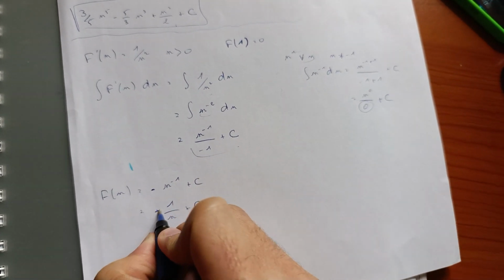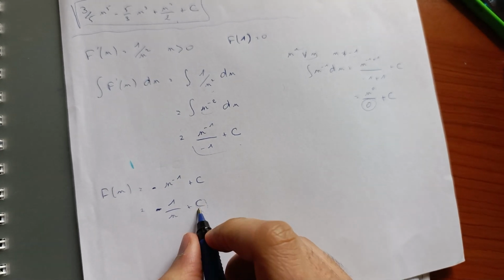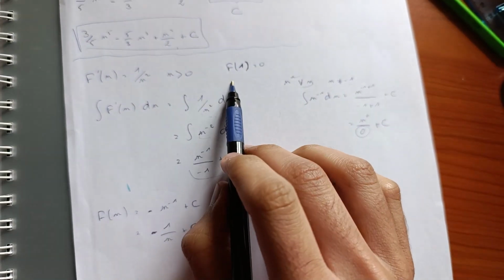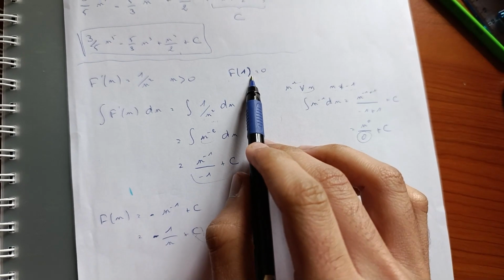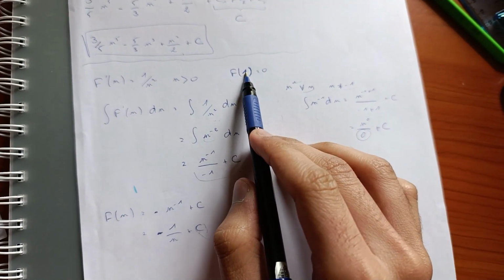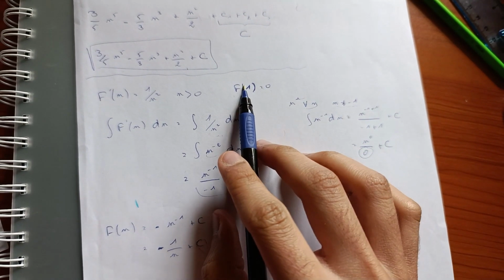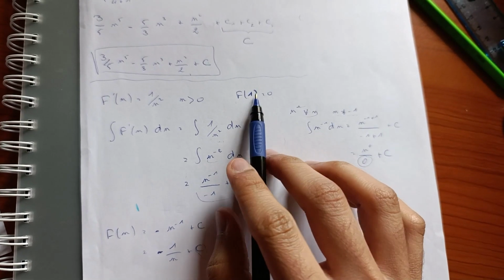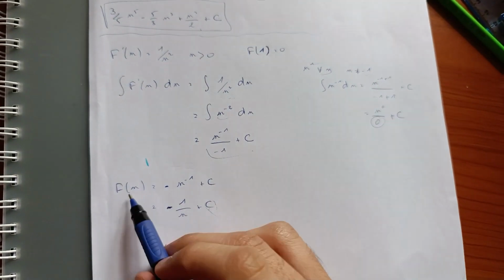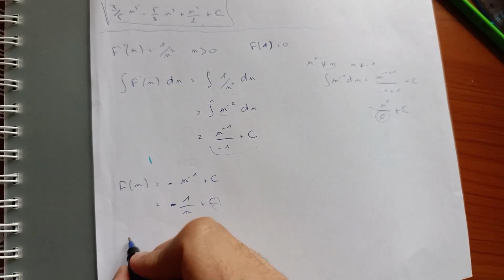Okay? And now I need to find c, because why? Because I have, let's say, a particular solution for this function here. This is what we call a particular solution because it gives me some values. Let's say f of 1 is 0, so (1, 0) is a particular solution for my equation here. It's not for my function here.